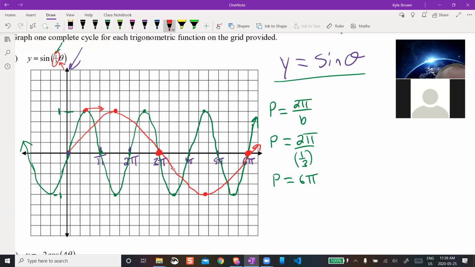This point was at pi. Now it's at 3 pi. It's been multiplied by 3 and so on. So this was at 2 pi and now it's at 6 pi. Everything got multiplied by 3. It stretched that thing out. So if you get a small number like 1/3 or 1/2, it's actually going to stretch the thing out and make it wider. It's going to pull it apart. Hopefully that made sense.